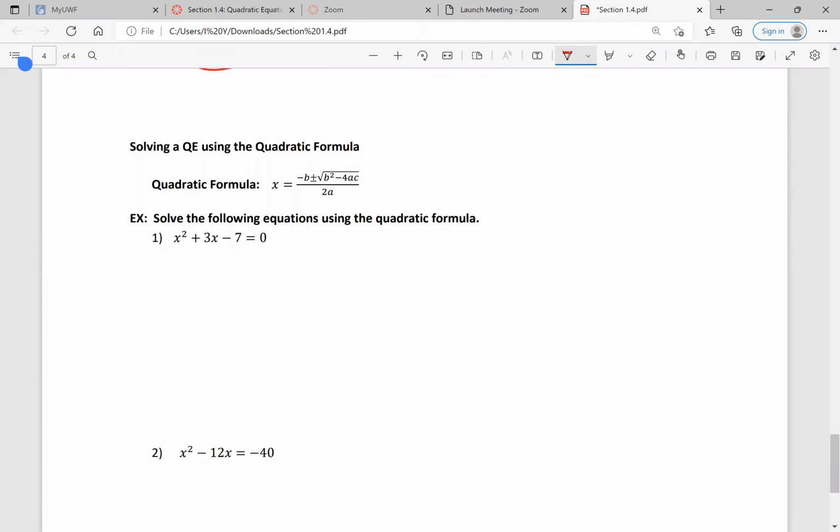So we have x squared plus 3x minus 7 equals 0. So x is equal to negative b. B is 3, so negative 3, plus or minus the square root of b squared, 3 squared, minus 4 times a, which is 1, times c, which is negative 7, all over 2 times a, which is 1.